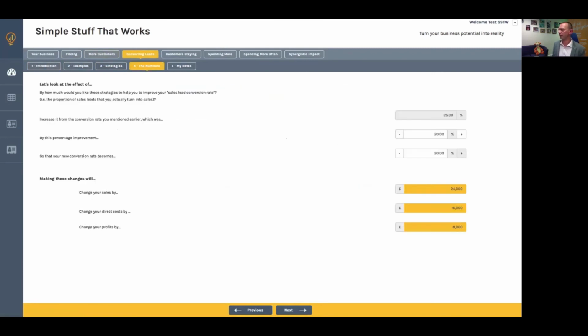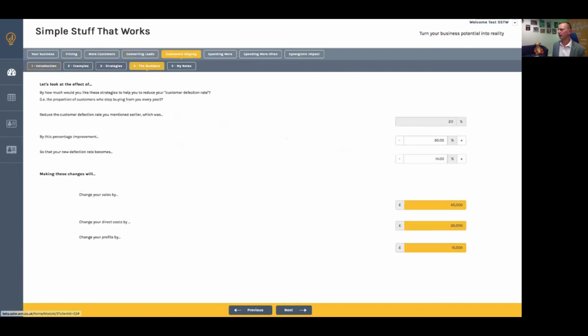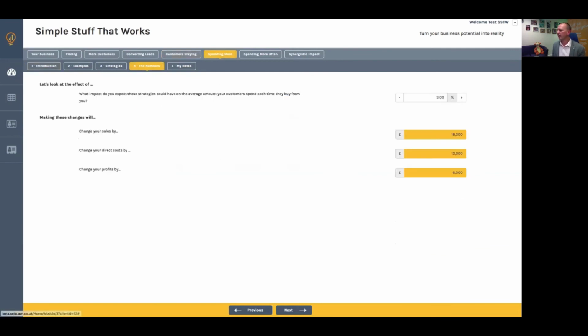So this is the current defection rate, and what I'm saying is currently it's 20%. Let's make it, conversion rate, let's say it's 30%, things like that. So just going through defection rate then, rather than being the current 20%, let's improve that by 30%, making the defection rate 14%. Spending more. Again, we can go through and just put some tiny little things in here.